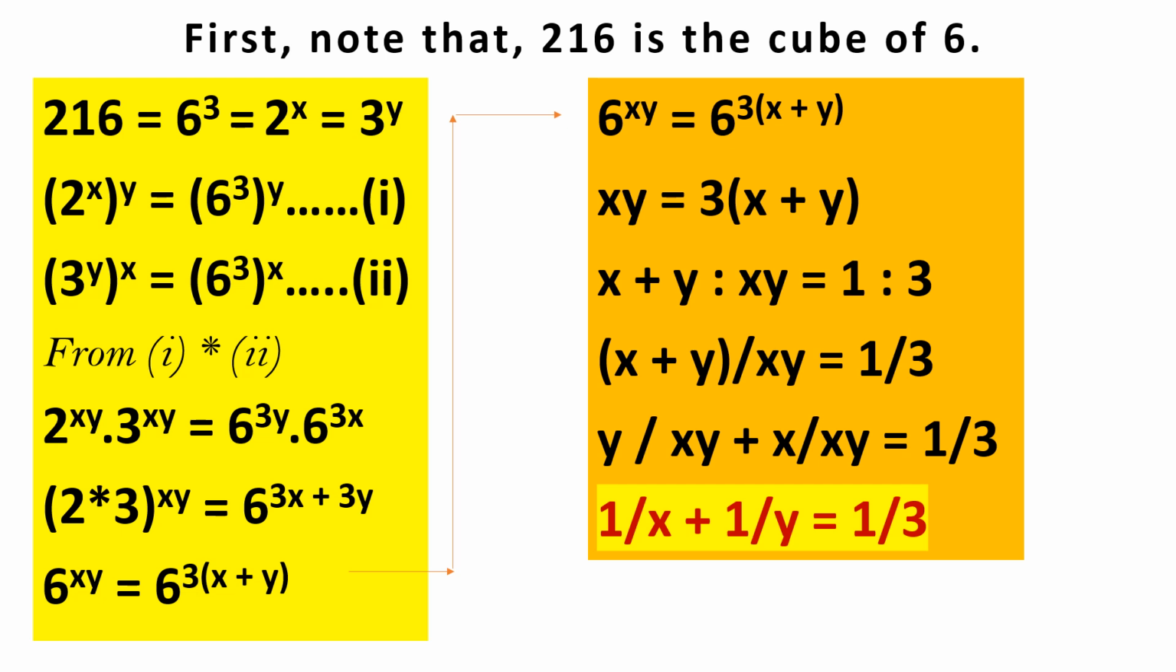Next, take 3 power y equals 6 power 3. Raise both to power x, we get 3 power xy equals 6 power 3x.